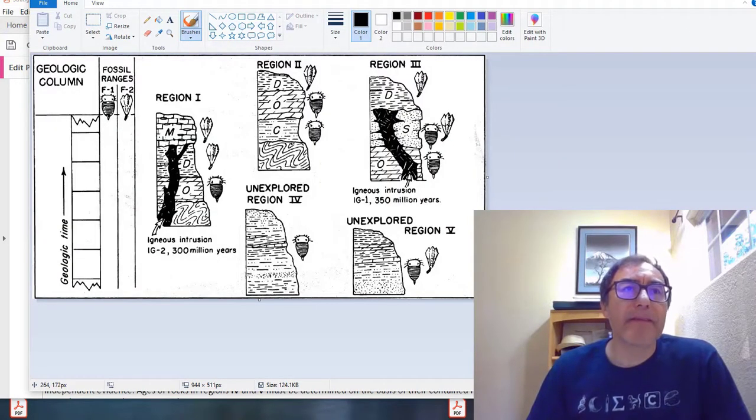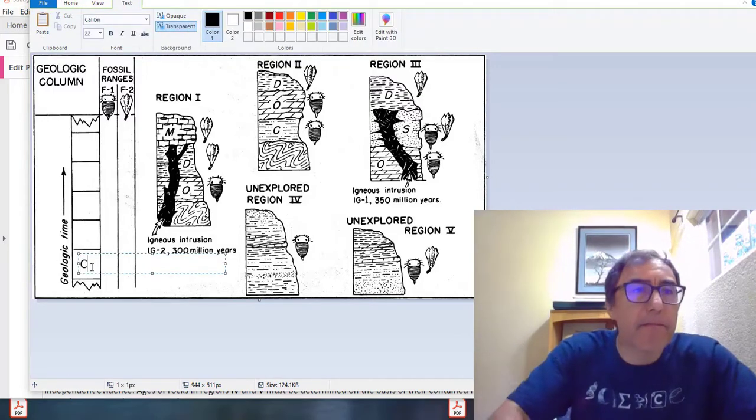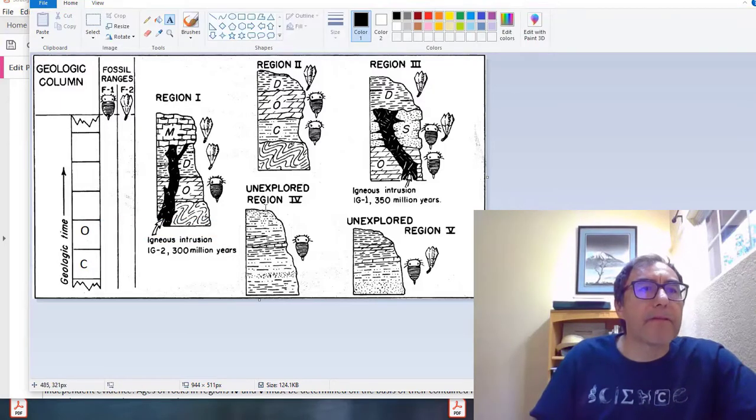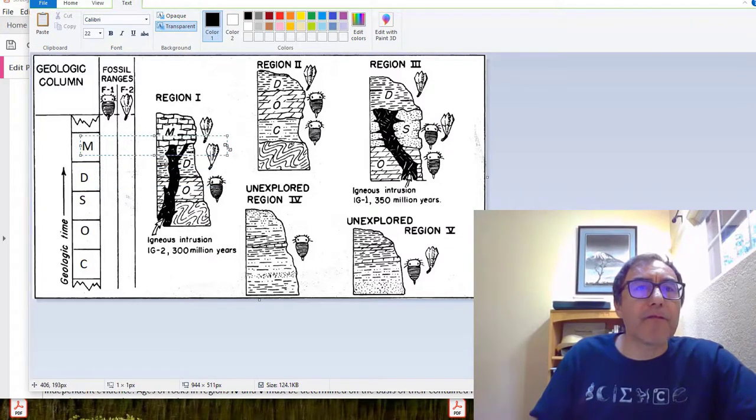Now, the first thing it's going to ask us to do is to label the different periods, starting with Cambrian and going through Mississippian. You can just do that right over here. So C is for Cambrian. Then we have Ordovician, then Silurian, then Devonian, and finally Mississippian. All right, so that's the first thing. We established our little geologic column there.